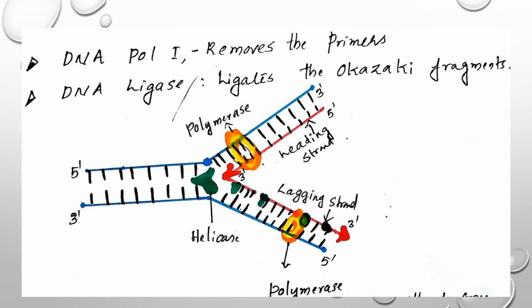Let's look at the diagram. It shows the leading and lagging strand synthesis. Helicase breaks the hydrogen bonds. You can see that in this upper strand, synthesis goes without any barrier, called the leading strand, and the lower strand is made in segments called the Okazaki fragments. And now we can conclude the elongation process here.